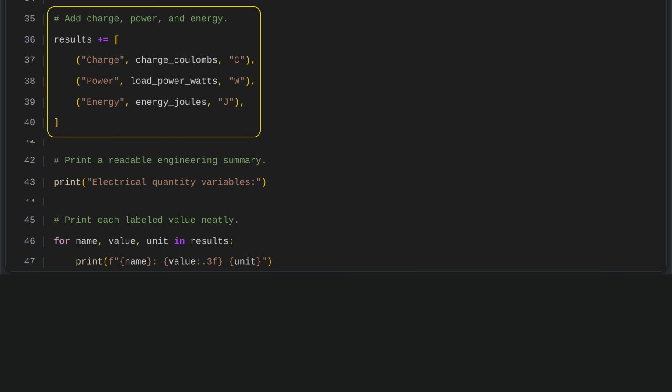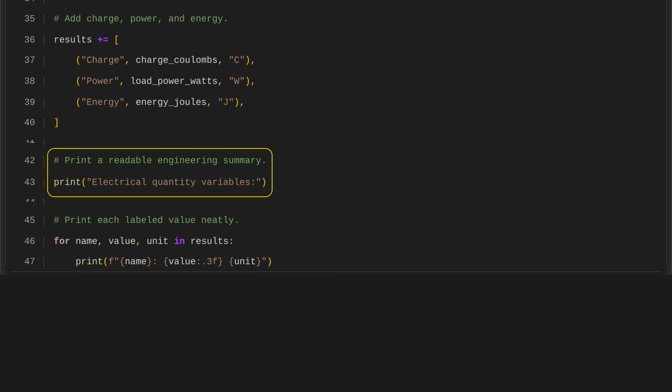The results list is extended with entries for charge, power, and energy. Each entry stores a label, its calculated value, and the correct unit: coulombs, watts, or joules. This keeps the key electrical quantities organized for easy display and interpretation.